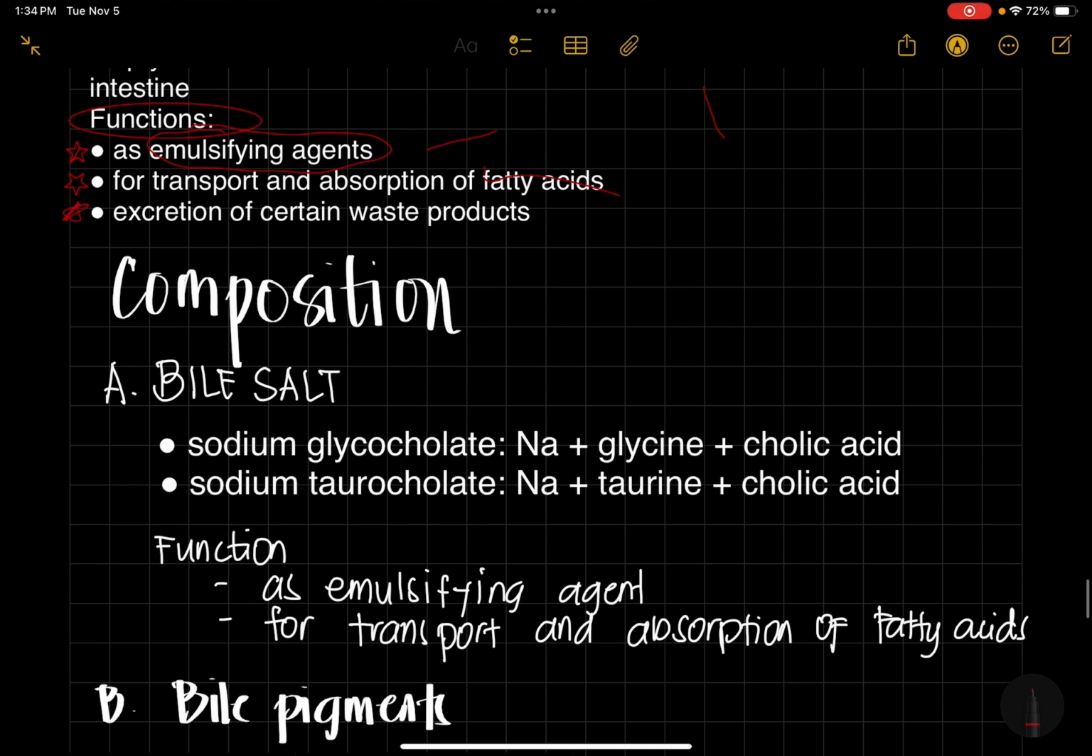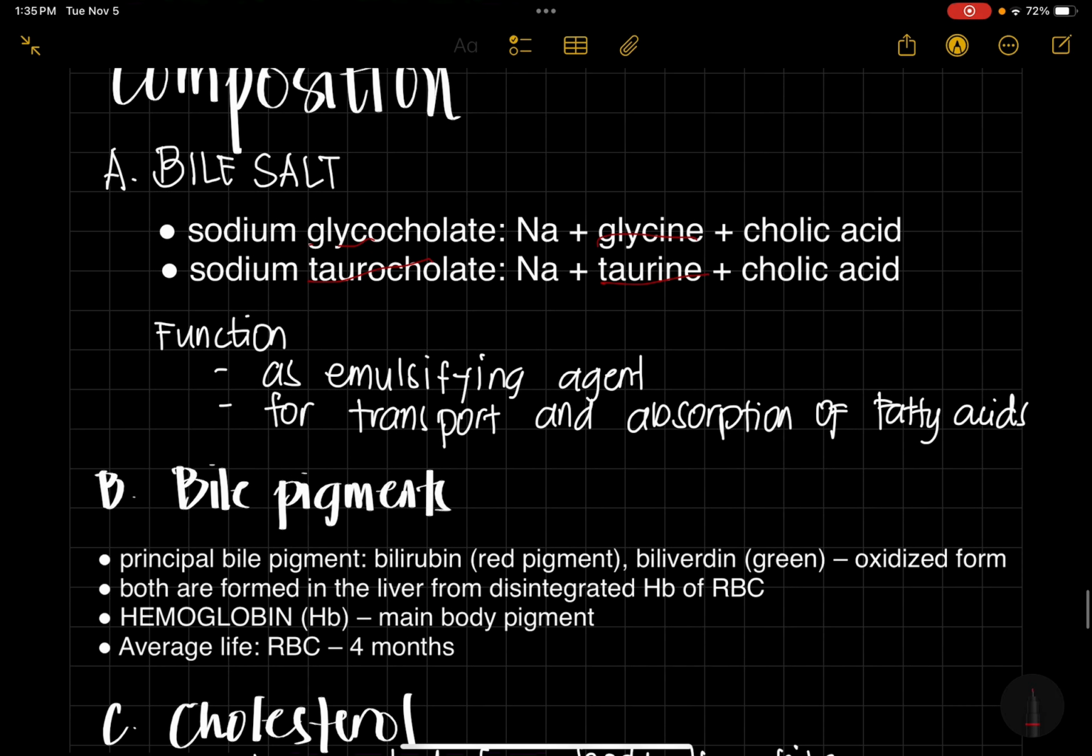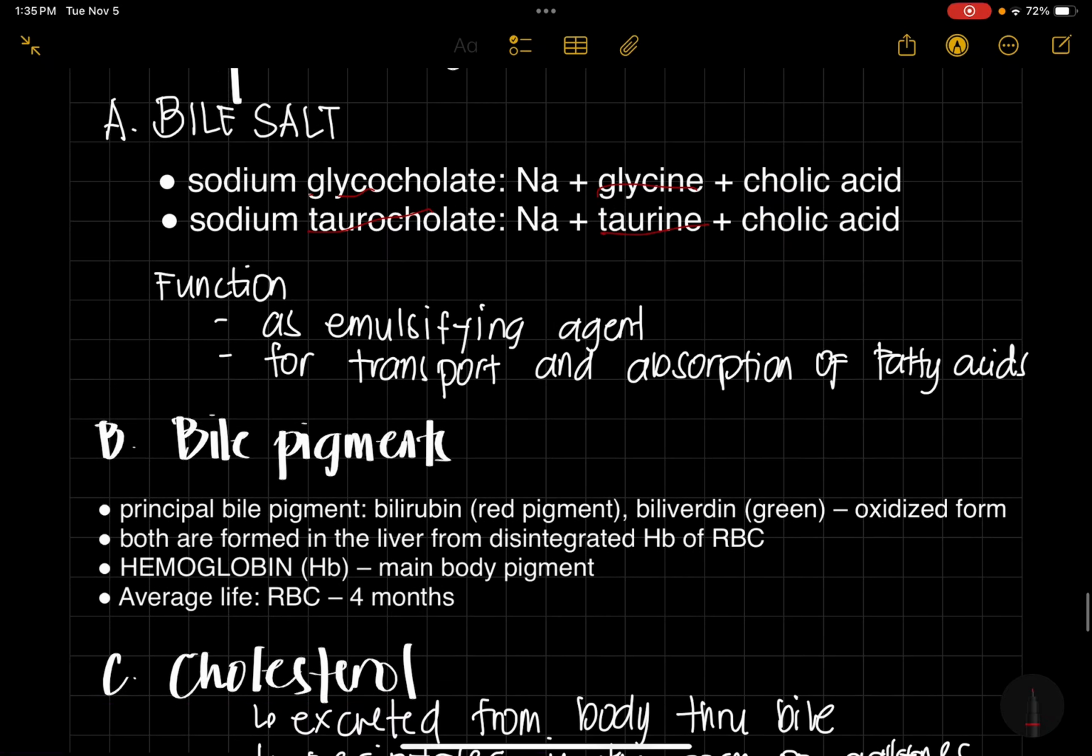We have composition. Ang bile salts composed of sodium glycocholate and sodium taurocholate. So glycocholate is sodium plus glycine plus cholic acid, and the taurocholate, taurine. So its function as emulsifying agent again, and for transport and absorption of fatty acids.